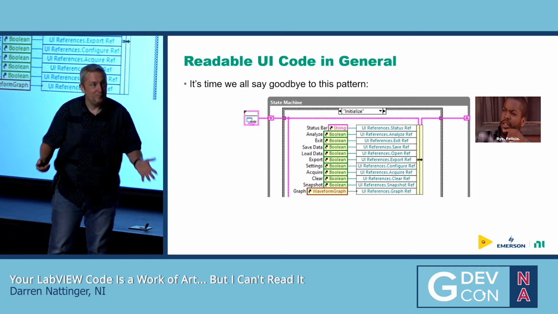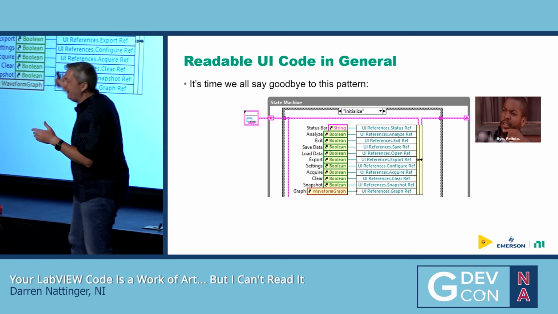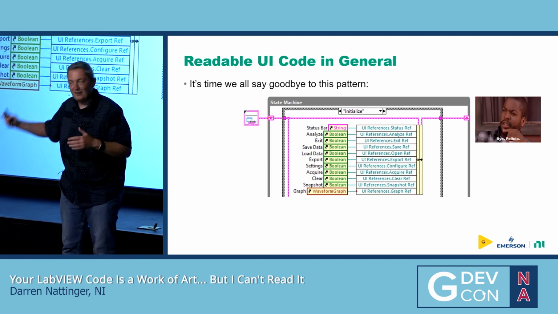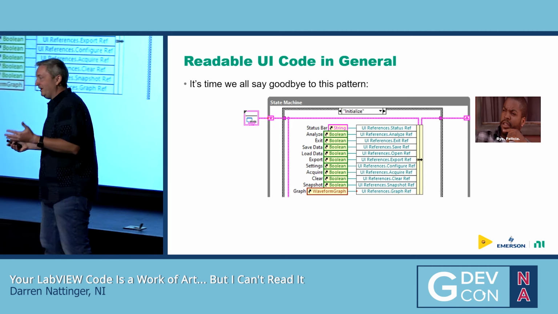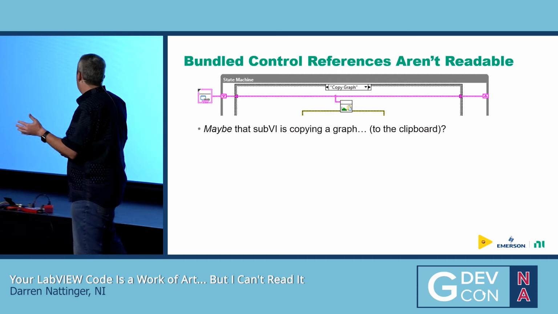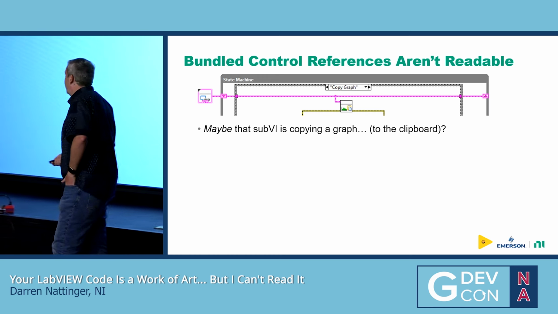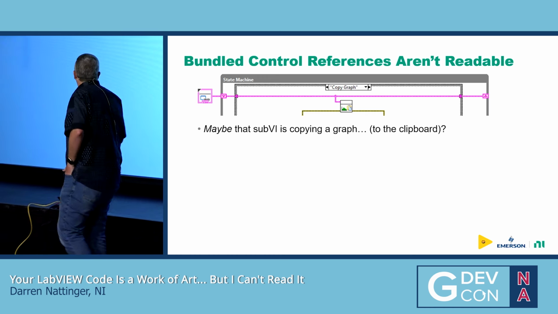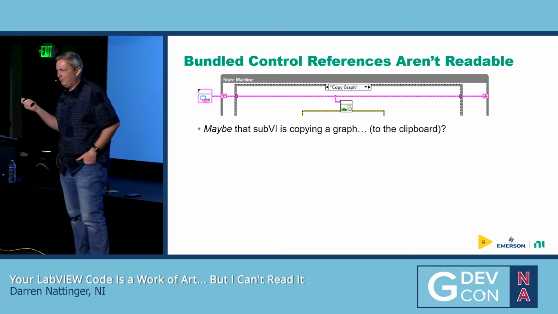Now, it is appealing, right? Because it's pretty. There's all these things. Look, they're all lined up. Somebody aligned those things. The wires are straight. There's no bends. We've got this bundle. It's so pretty. But it's a terrible pattern for readability. I got this VI here. It's in a frame of my state machine called copy graph. I assume that sub-VI is copying a graph. I see a picture of what looks like a clipboard on its icon, so maybe that's what it's doing.